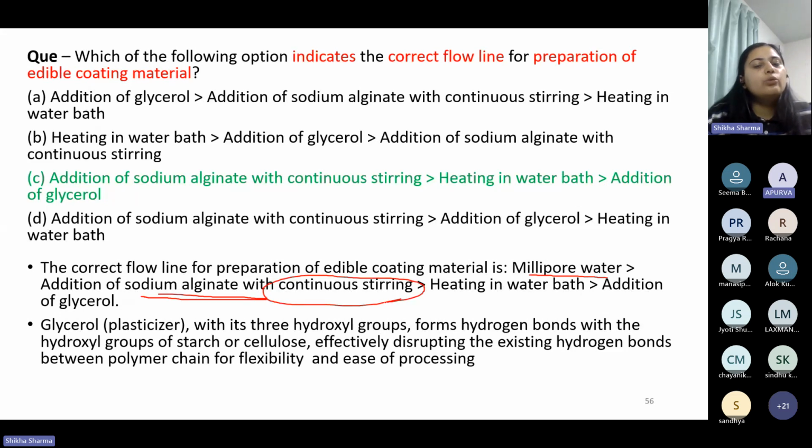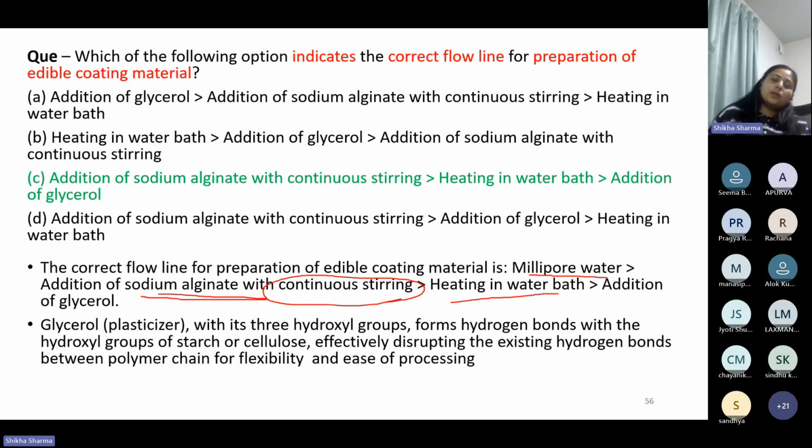If we do not stir continuously, then because sodium alginate is highly hydrophilic, it will form agglomerates and clogging will be there, and it will not mix uniformly in the whole solvent. No uniform and effective mixing will be there. After that, heating in the water bath. Heating usually promotes uniform mixing, and usually in sodium alginate there is no bond formation, but sometimes in other biopolymers there may be formation of some kind of bond.